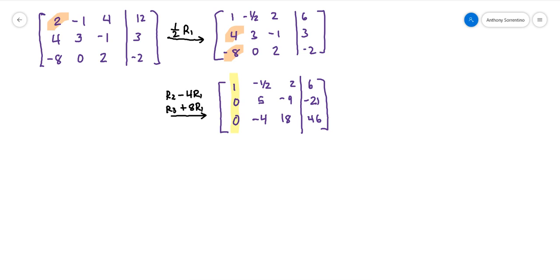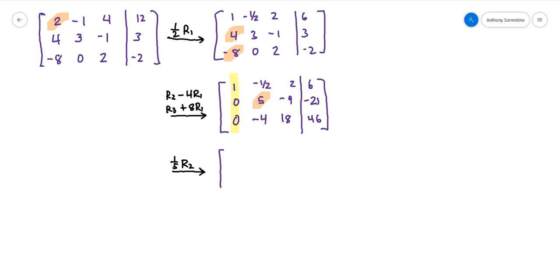So now, the next thing I want to do is I'm going to go to column 2, and I want to establish the 1 here. That's where the 1 should go in the row echelon form, right? Remember, it should be a diagonal of 1s. So the row operation I'm going to need to do is 1/5 of row 2, or basically divide row 2 by 5.